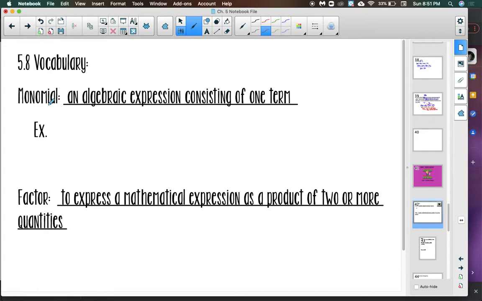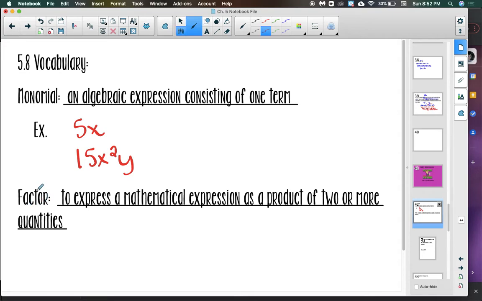Our first vocab word is the word monomial. A monomial is an algebraic expression consisting of one term. So a monomial would be 5x or 15x squared y, right? So we're not dealing with any plus or minus. It's just a term consisting of numbers and variables, okay? So one term in an expression.